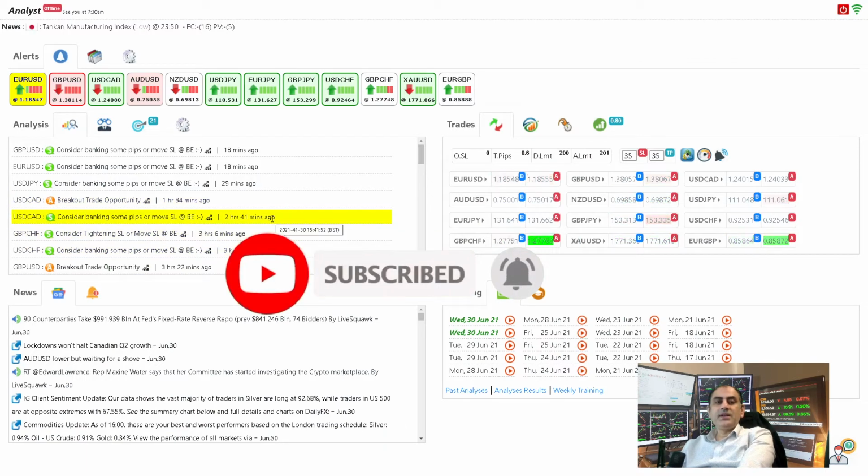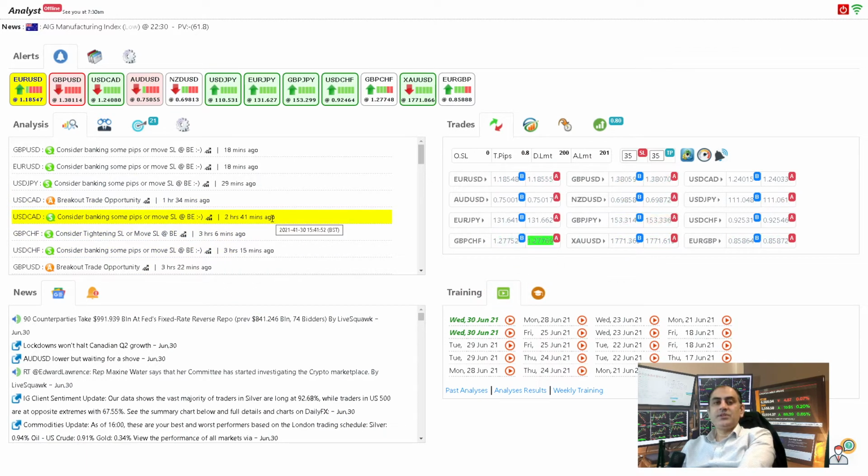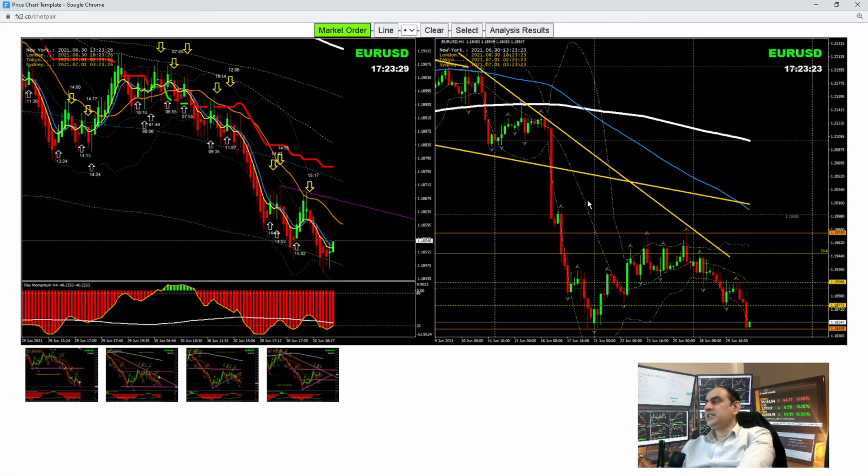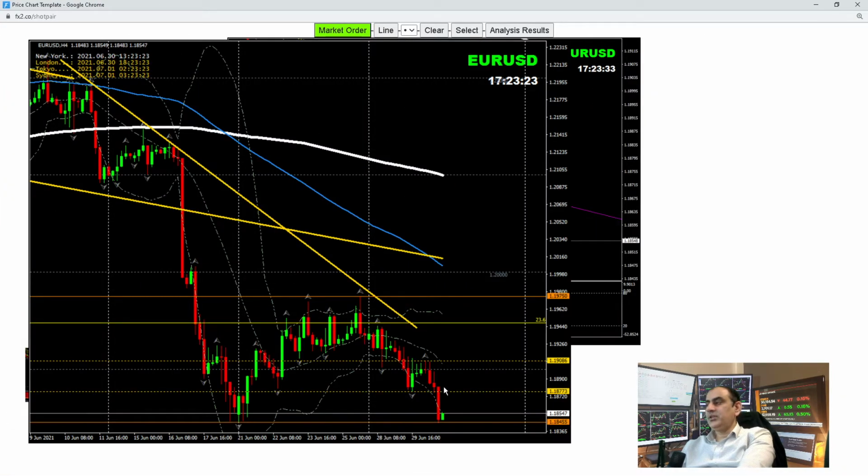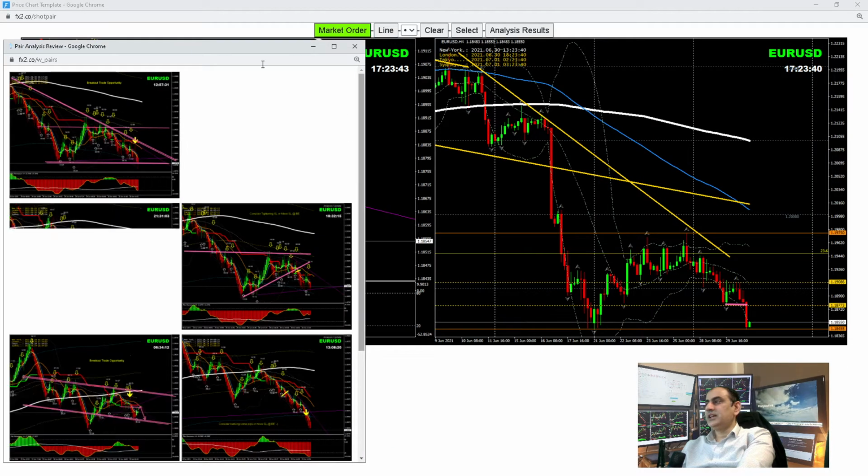Let's dig into the three major currency pairs: EURUSD, pound dollar, and the dollar CAD. EURUSD, if you look at here, as I said to you guys in the morning, we were short. We had this breakout, and at the New York session we also had another breakout short trade here. Let me share with you the New York session analysis.